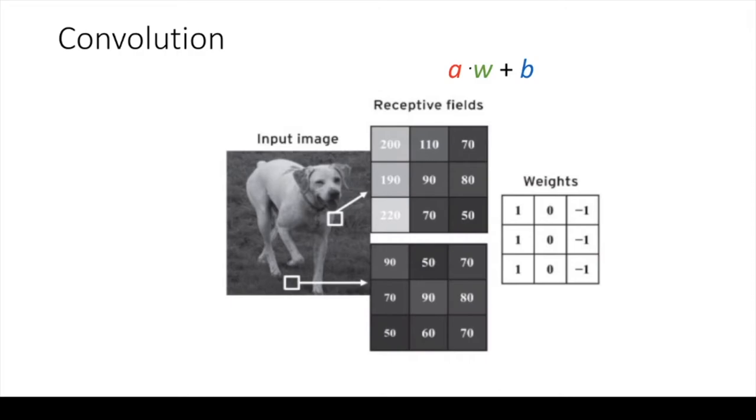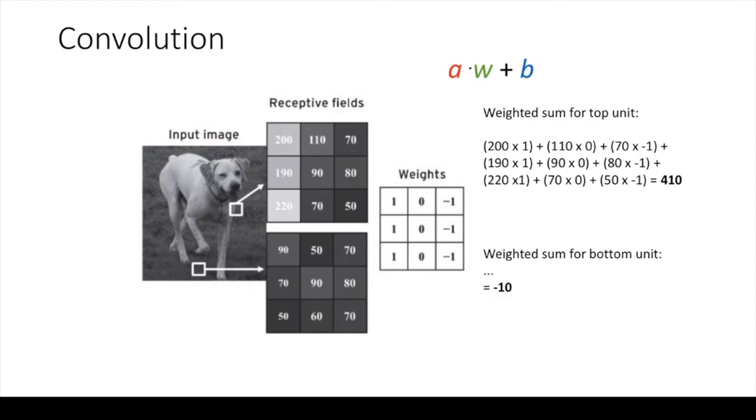The calculation would go as shown here. You can see that the sum for the top unit is 410, whereas that for the bottom unit is minus 10, and that this agrees with the fact that the top receptive field contains a contour where a column of light pixels is juxtaposed to a column of dark pixels, right where the dog's fur ends and the grass begins, and this forms an edge. In the bottom field, however, there are no such contours, so the total input is close to zero. For simplicity's sake, I've ignored the bias term, which, of course, is the same for all units.